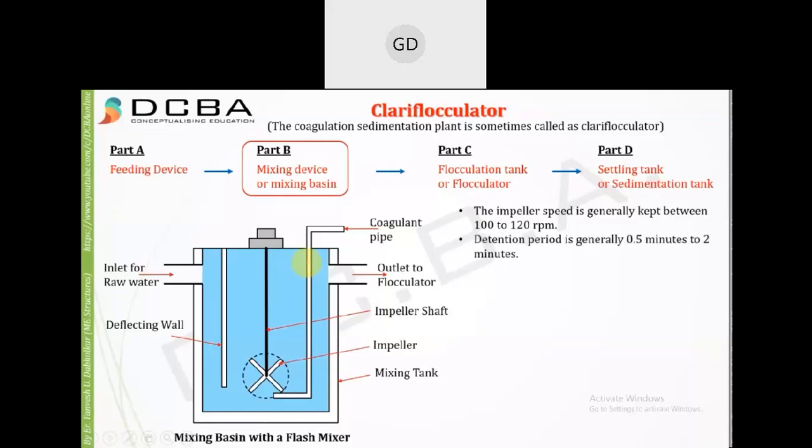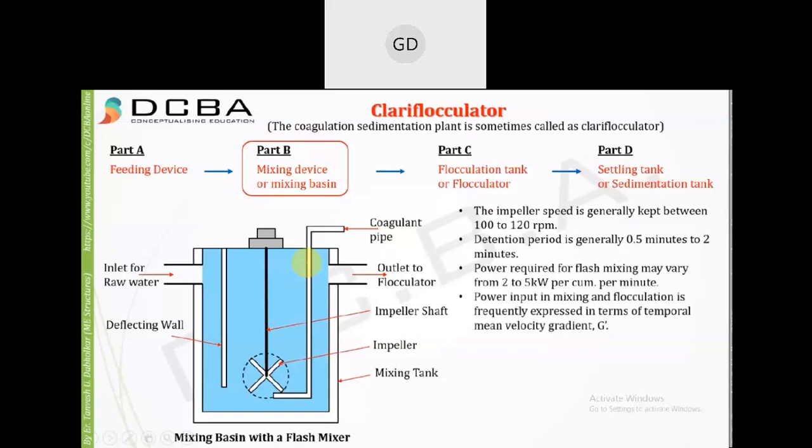Detention period is generally half a minute to 2 minutes. The detention period is very less in this kind of mixing basin. Power required for a flash mixer may vary from 2 to 5 kilowatts per cubic meter per minute. Power input in mixing and flocculation is frequently expressed in terms of temporal mean velocity gradient.